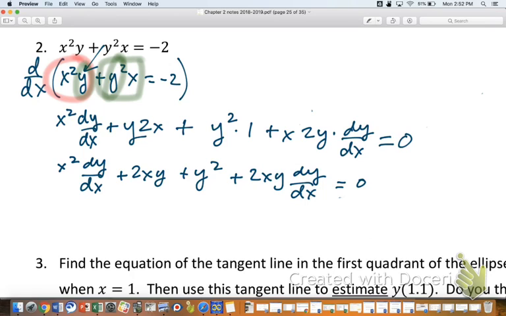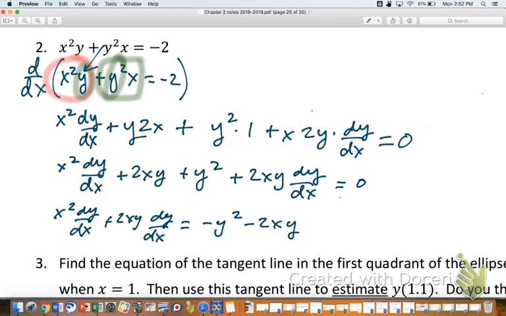Yeah, move stuff around, right? So move the stuff that doesn't have a dy/dx to the other side and leave the dy/dx's on the left side maybe. So I would say that would be x squared times dy/dx plus 2xy dy/dx equals negative y squared minus 2xy. So again, I'm just rearranging. Anything that has a dy/dx, I left on the left, and anything that didn't have a dy/dx, I moved over to the right by subtraction. Does that make sense?